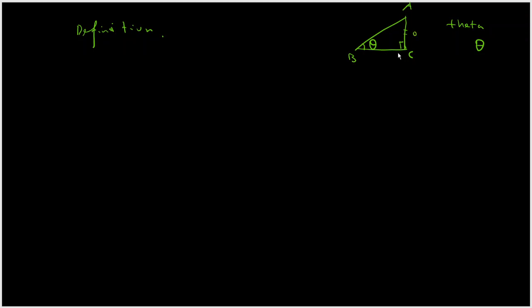I'm going to use OPP to denote the opposite. Relative to angle theta, that's the opposite side. And BC, relative to angle theta, is called adjacent. I'm going to use ADJ to denote adjacent. And the longest side in a right triangle, the side opposite to the right angle, is the hypotenuse. You can remember the term, right?